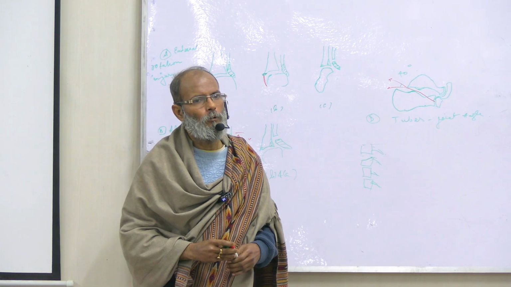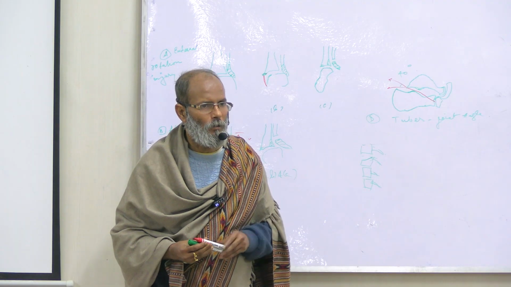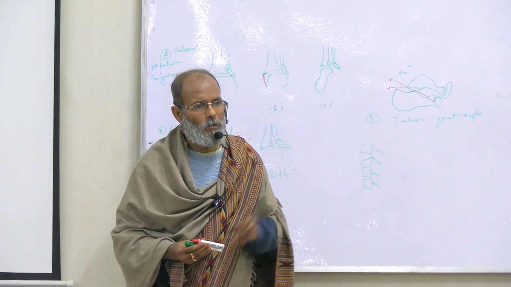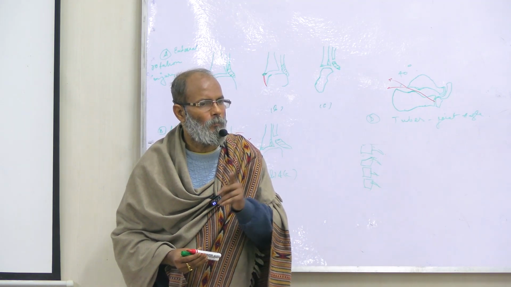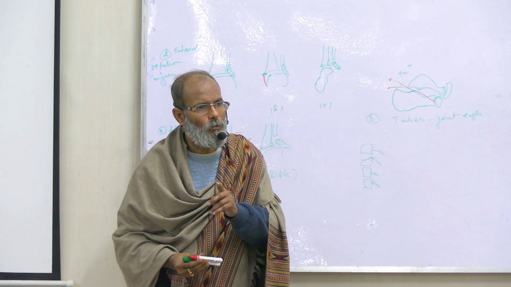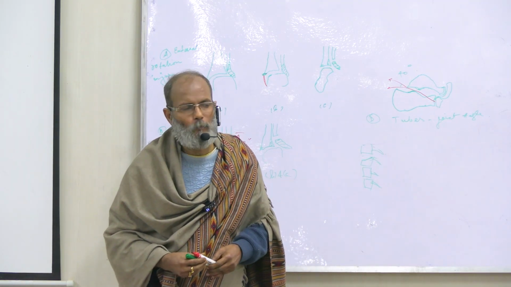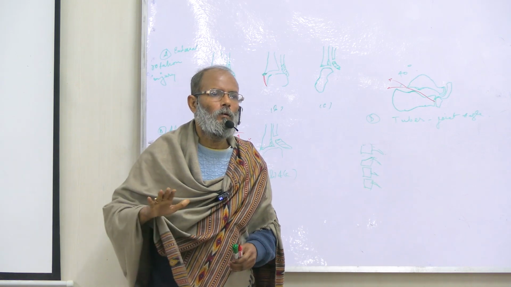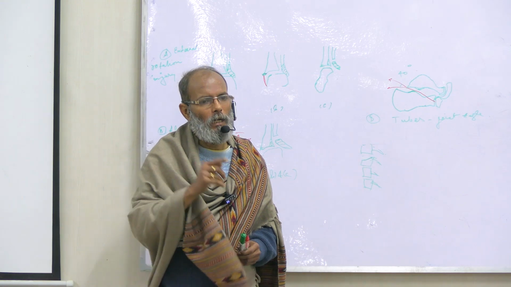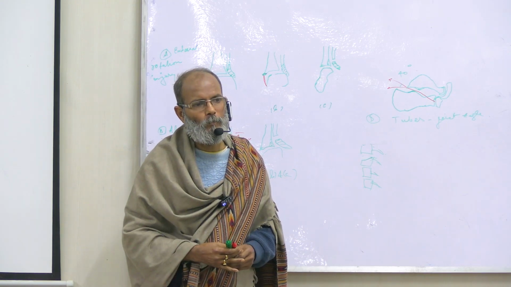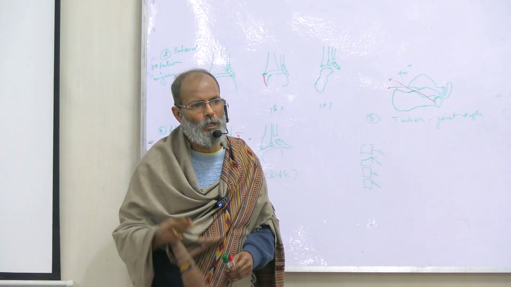Then there will be the transverse tarsal joint. The transverse tarsal joint is the calcaneo-navicular joint and the calcaneo-cuboid joint. Write down transverse tarsal joint. Then comes the subtalar joint. So that is 3.